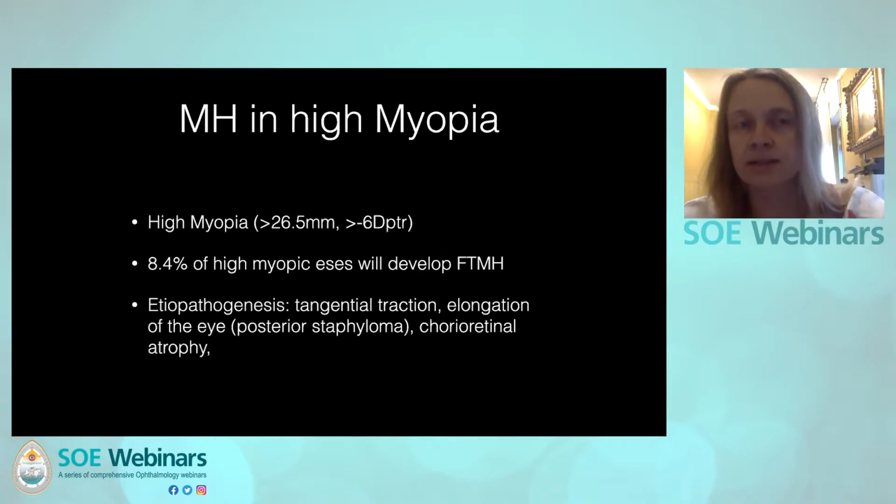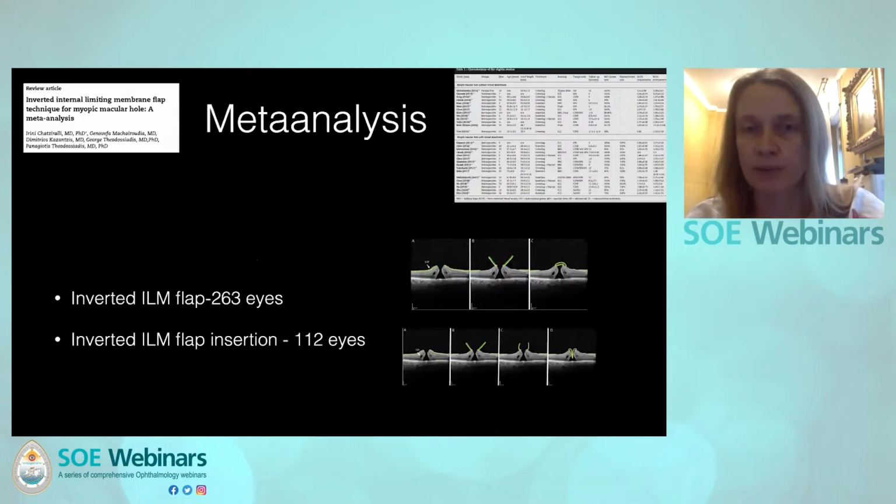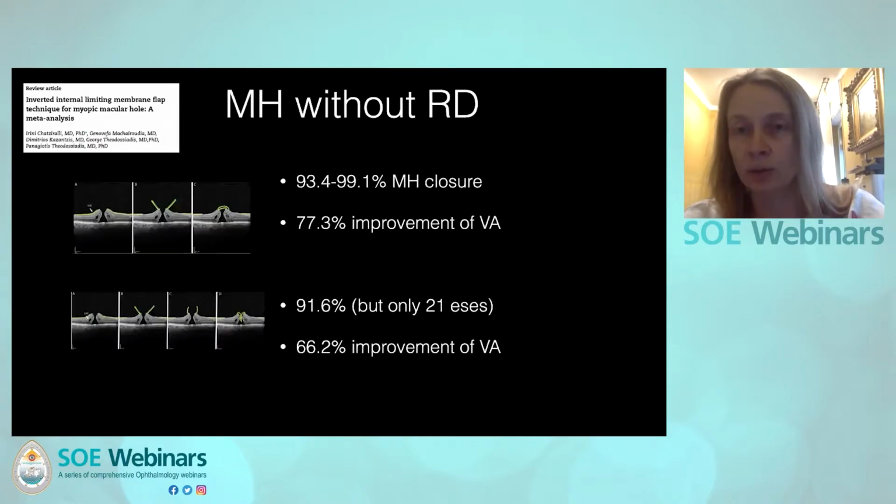We must understand that macular holes in high myopia have slightly different etiopathogenesis from idiopathic cases. Besides traction, elongation of the eye and chorioretinal atrophy play a role in the development of full-thickness macular holes in high myopia. A recent meta-analysis compared papers presenting the technique originally described by our group, namely the inverted ILM flap technique, with the cover technique, without insertion of the flap inside the macular hole.